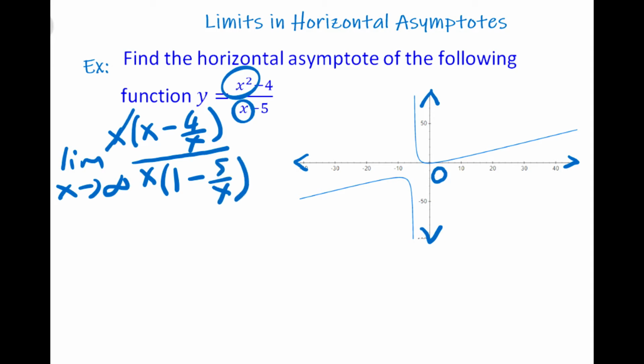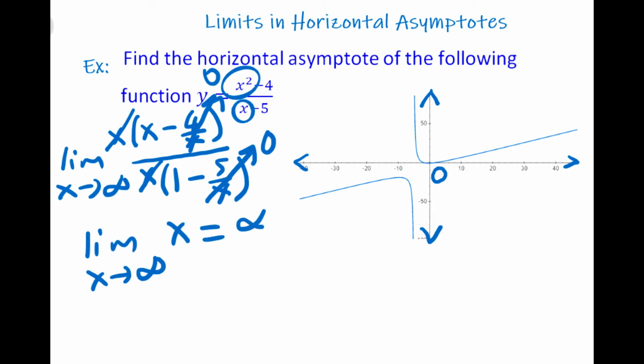So the x values will be gone, and when x goes to infinity, those terms are going to go to 0, guys, because 4 divided by infinity is 0. 5 divided by infinity is 0 as well. So we're going to have x divided by 1, and when x goes to infinity, that is infinity, guys. So let me write it here. Limit when x goes to infinity, x is infinity, of course. When x goes to negative infinity, it's going to be negative infinity, okay?